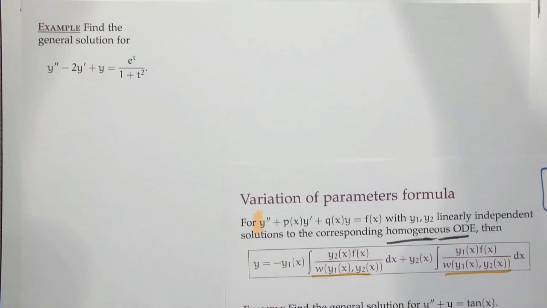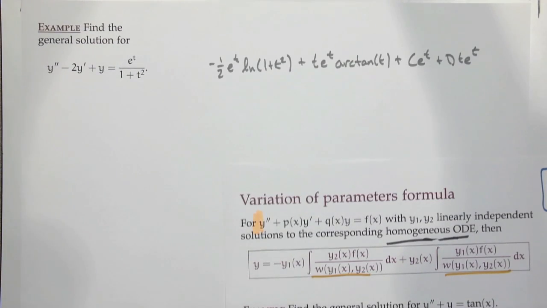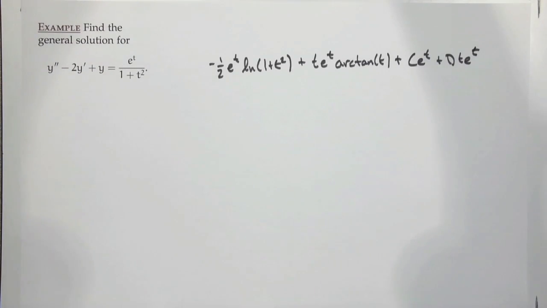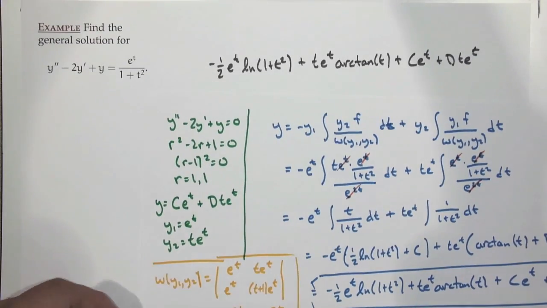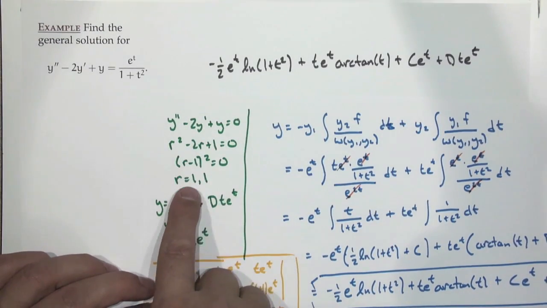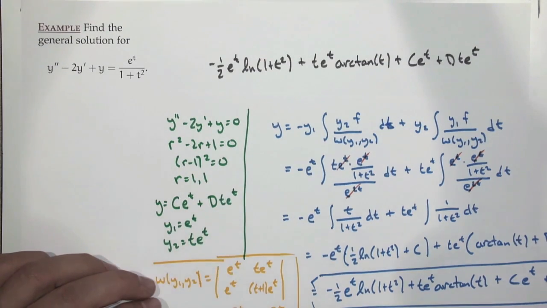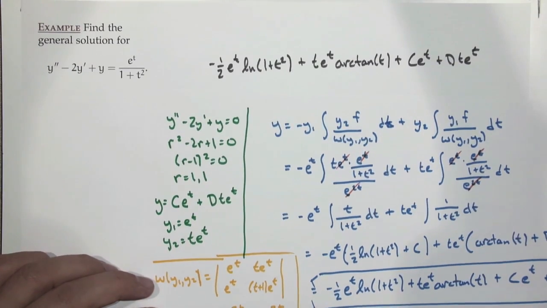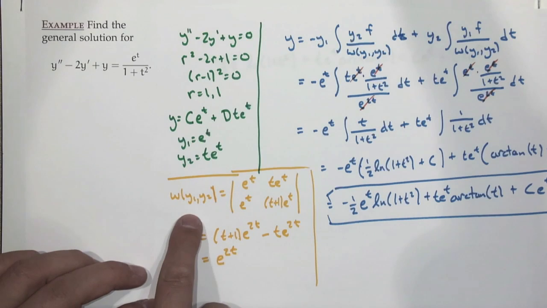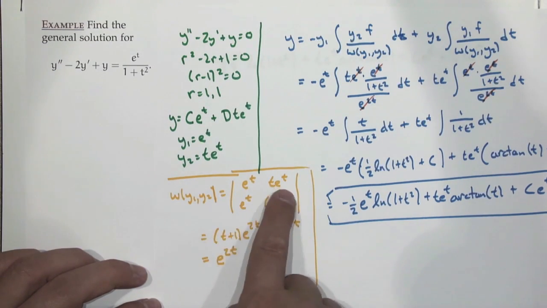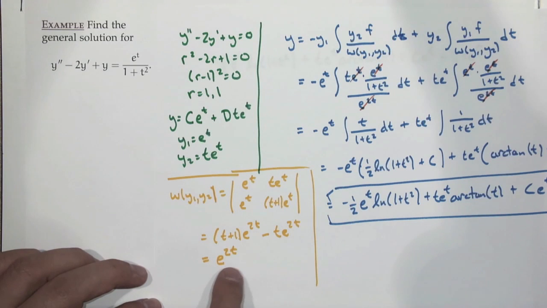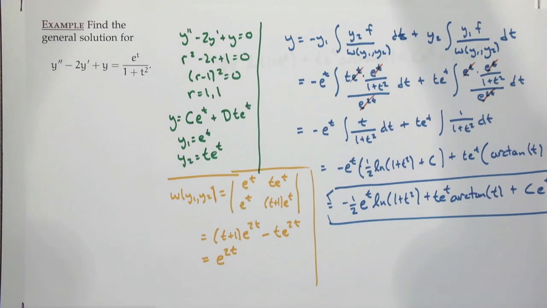Find the general solution for y double prime minus 2y prime plus y equals e to the t over 1 plus t squared. All right. In case you're wondering how it goes, I won't write it all down because we have another example to do. You start with your homogeneous problem. It's a repeated root. So your solutions are e to the t and t e to the t. Well, from there, you do your Wronskian, your functions, your derivatives, and your Wronskian is pretty nice, e to the 2t.